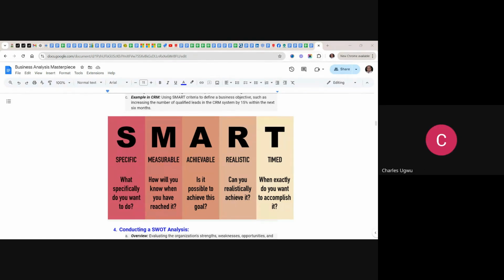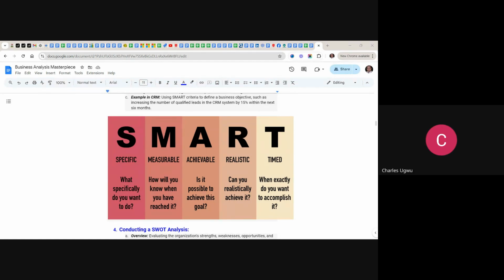Yeah, good evening. Please, I want you to also paint another scenario apart from sales so that I can understand it very well. Can you just paint another scenario, please? A scenario within which environment? I'm using this SMART, maybe in a construction environment.